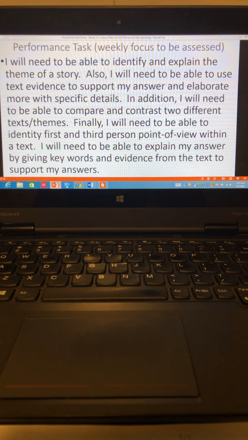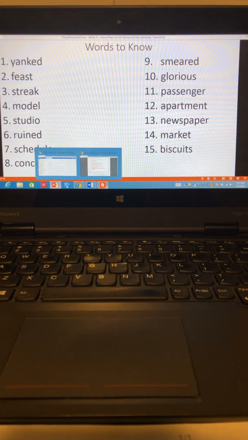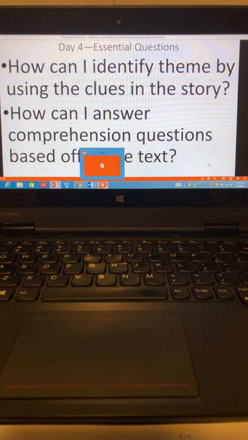Our performance task. I will need to be able to identify and explain the theme of a story. Also, I will need to be able to use text evidence to support my answer and elaborate more with specific details. In addition, I will need to be able to compare and contrast two different texts or themes. Finally, I will need to be able to identify first and third person point of view within a text. I will need to be able to explain my answer by giving key words and evidence from the text to support my answers.